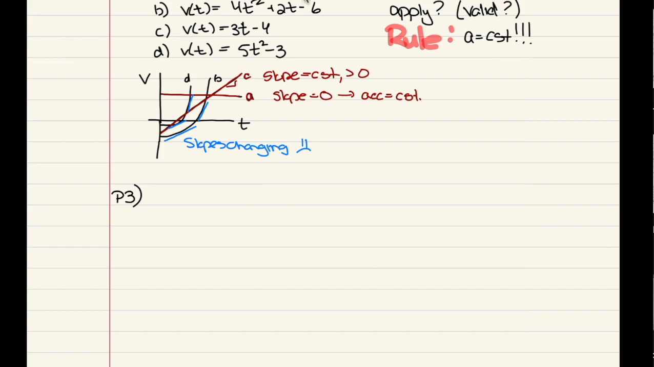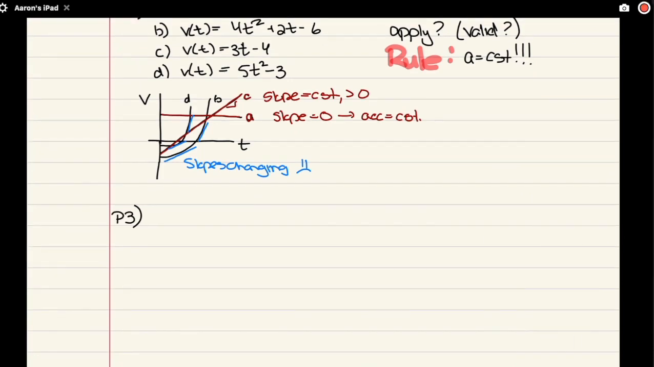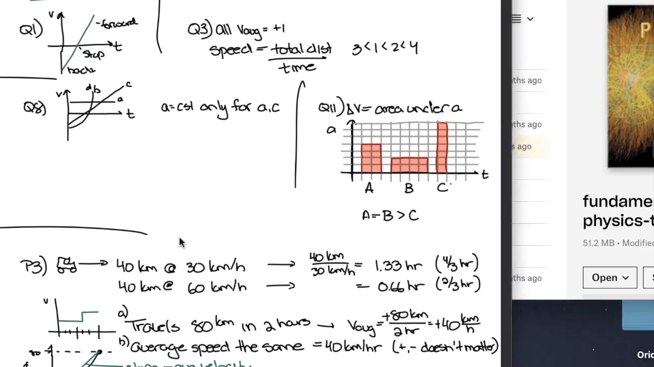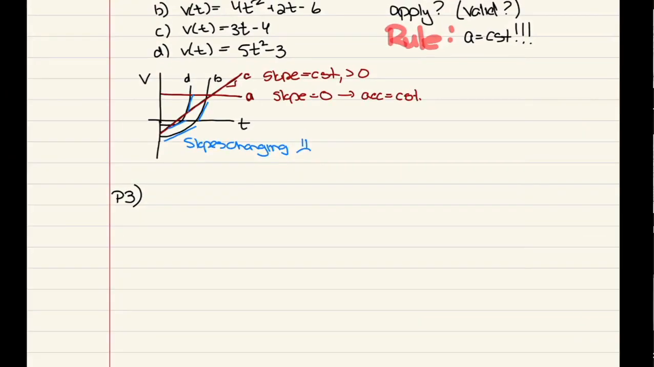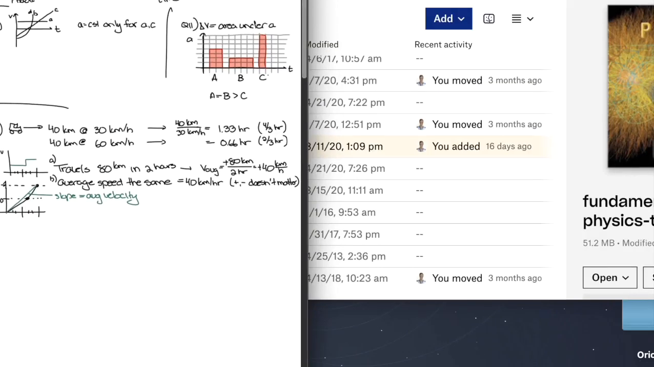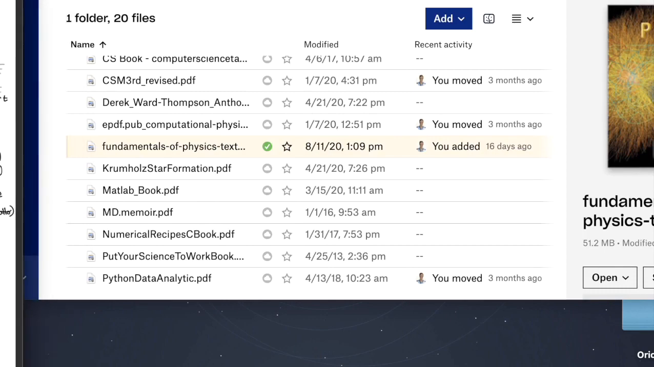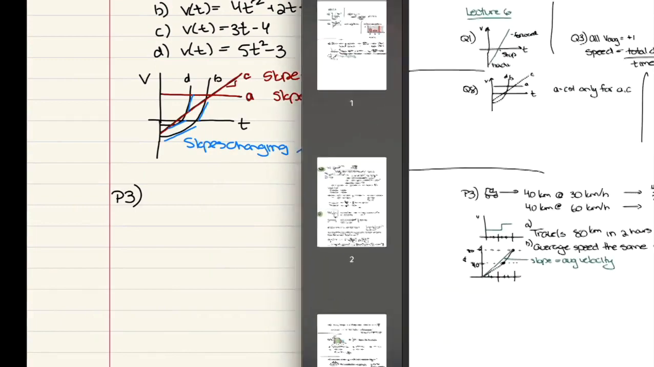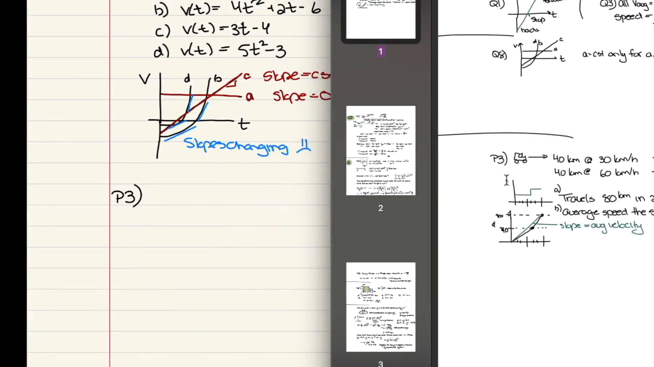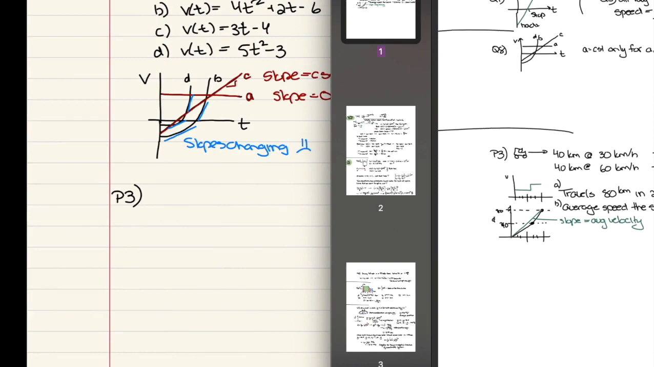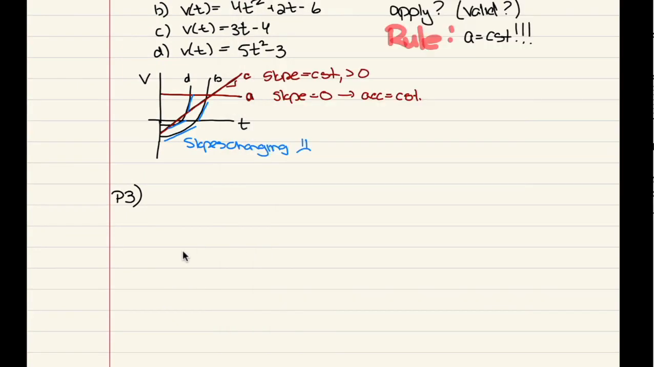All right. Problem 3. Let's take a look at that. So problem 3, this over here. Compare my answers so I don't have to do math over again. So problem 3, where are we?